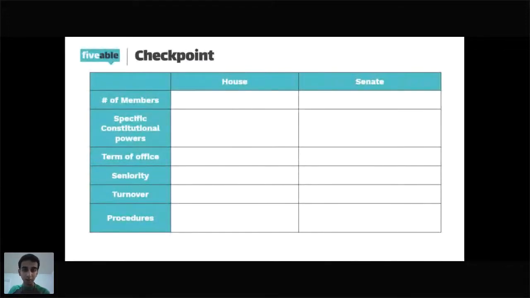All right, so a lot of this stuff we've reiterated so many times, but that's good. So who can tell me how many members there are in the House and the Senate? 435 in the House, right? And how many in the Senate? 100. Great job. Next, what are some specific constitutional powers for the House and the Senate?